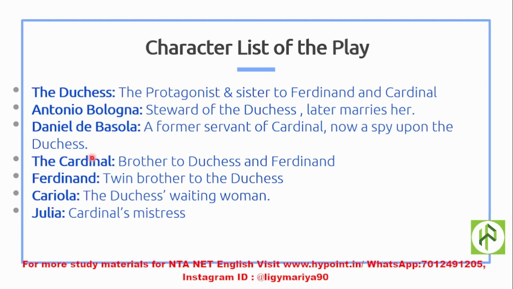Then comes the Cardinal, brother to the Duchess, and Ferdinand, twin brother to the Duchess. Being her twin brother, he has a different kind of feeling towards the Duchess. He is the one who mainly tortures her. Then Cariola, the Duchess's waiting woman, and Julia, the Cardinal's mistress.